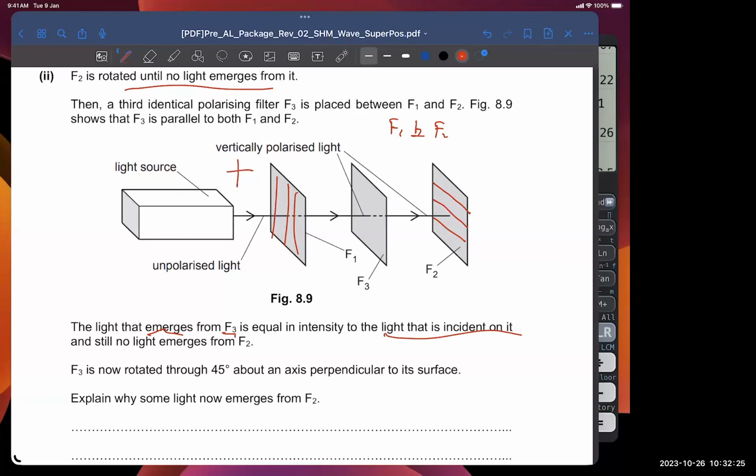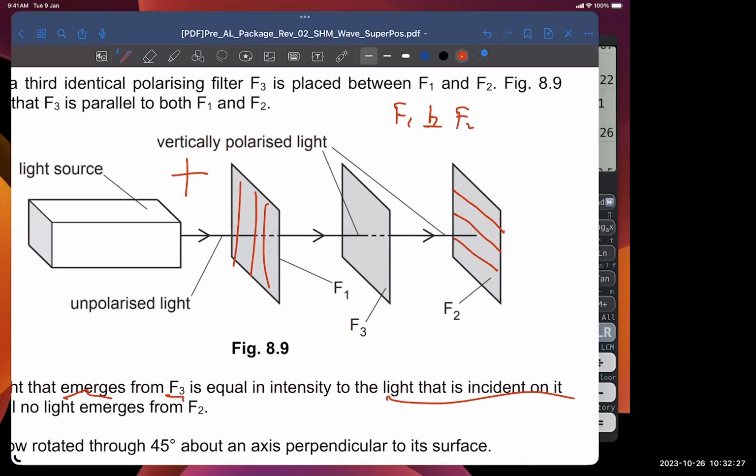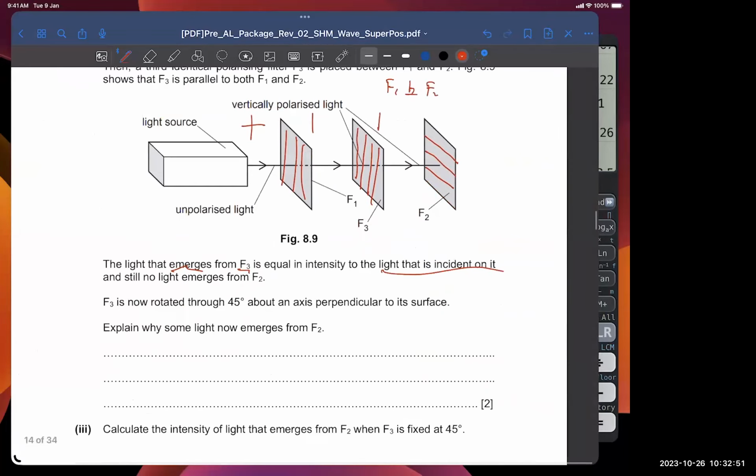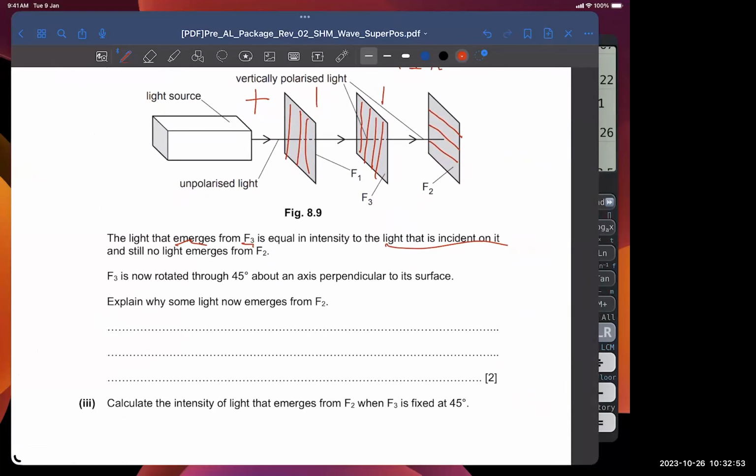That means after F1, the polarization becomes like that. But F3 doesn't do anything to stop it. So F3 is still like that. That tells you that F3, right now, is parallel to F1. So it's not doing any cancelling.